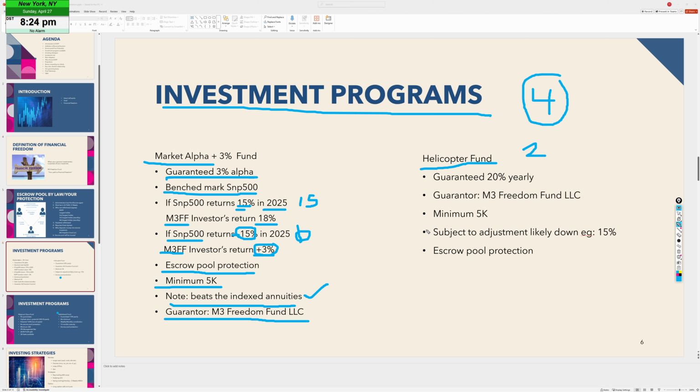So, the term is that they're throwing free money from the helicopter down to everybody. So this name fits pretty well to me. So we're calling it the helicopter fund, right? So this fund right here guarantees you what? 20% yearly.